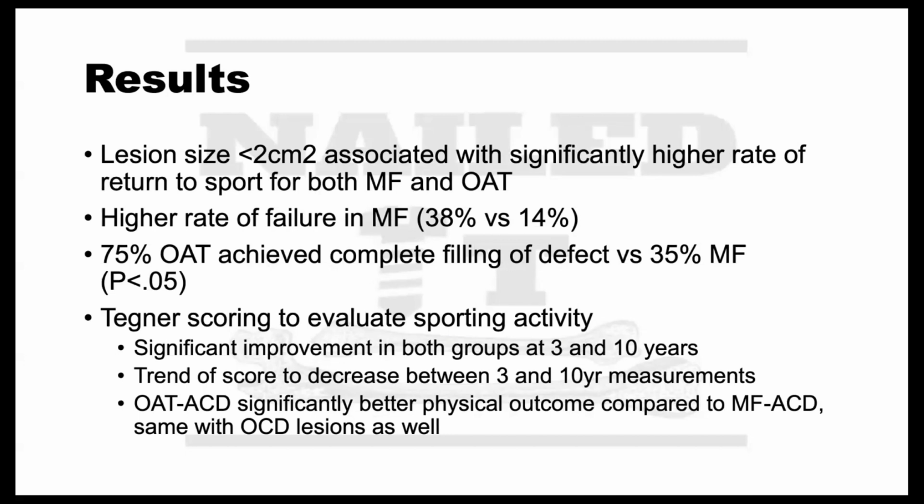And also to make note of that, when that filling of the defect with a microfracture is a different fibrocartilage compared to the articular cartilage that's on the autologous osteochondral plugs. And then looking at the technical scoring system to evaluate the amount of sporting activity, both had significant improvement, both in the intermediate and long term, with a trend of score to decrease at those points in time. The Oates procedure for articular cartilage defects had better physical outcomes compared to the microfracture, and then the same with the OCD lesions as well.